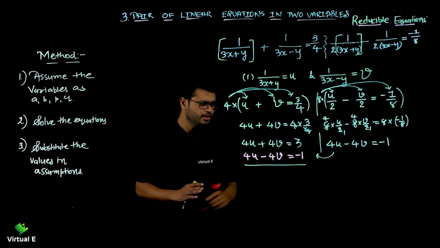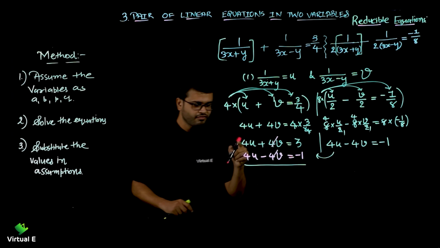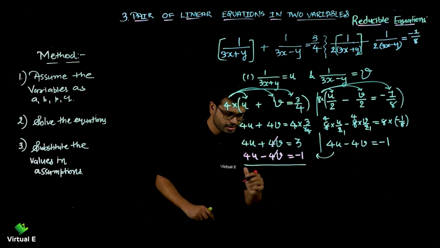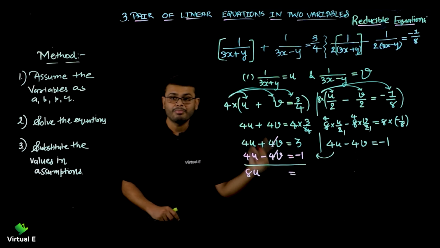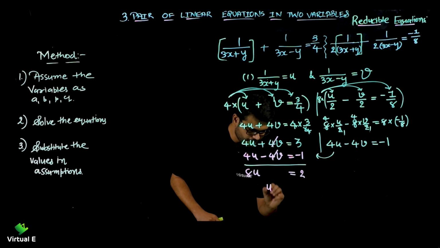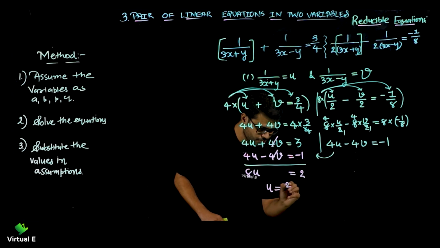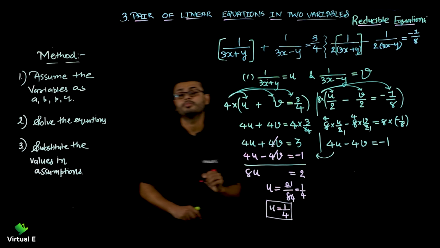Let's see what's left. Plus 4v minus 4v will get cancelled. 4u and 4u, that is 8u, is equal to 3 minus 1, simple calculation, which is 2. So the value of u is 2 over 8. If I do cancellation, which is 1 over 4. So my value of u is 1 over 4. That is my solution for u.